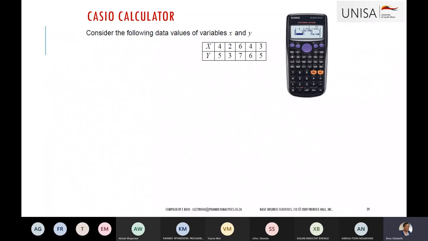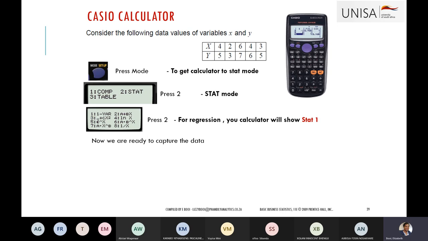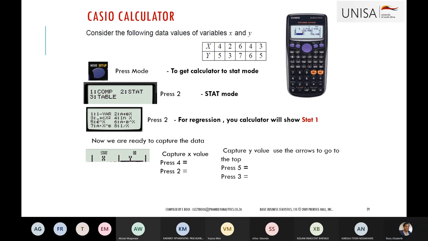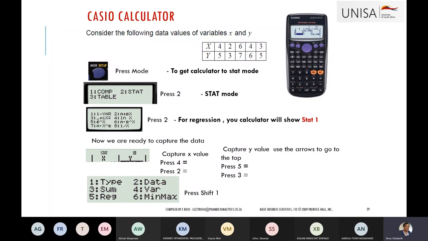And then we also learned how to use a calculator. So we looked at the steps on how to use our calculator to calculate the regression line, by following the steps on our calculator, where we can find our intercept, which is A, and our slope, which is B, our coefficient of correlation, and we can also use y hat to estimate a new value of y.